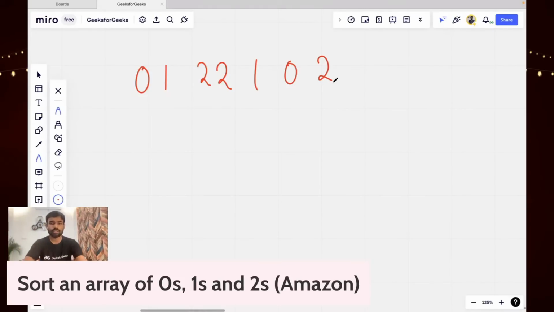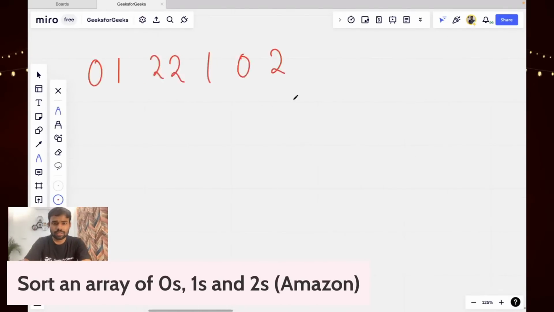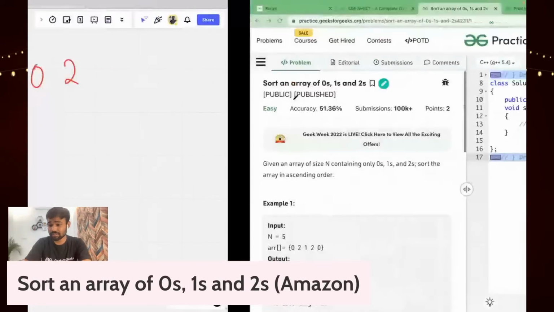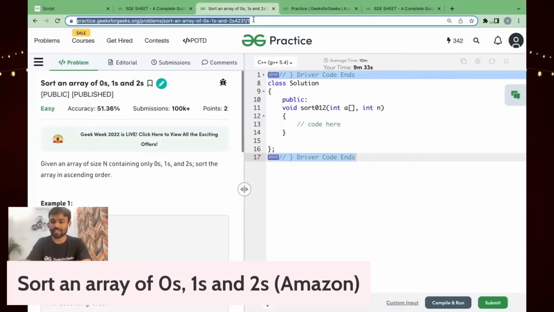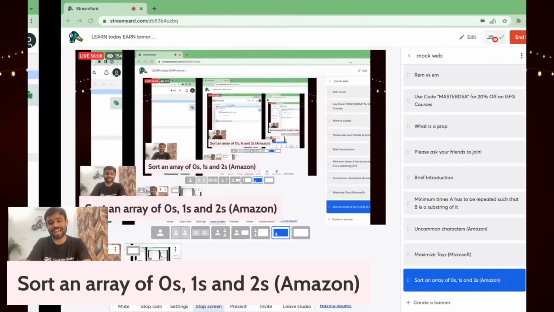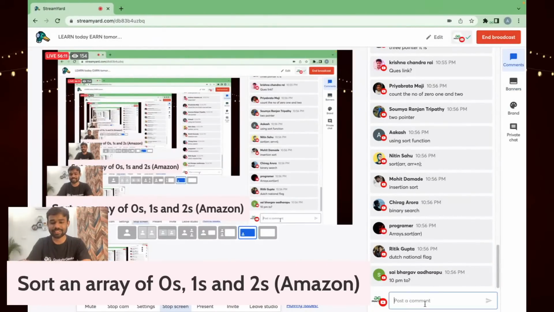Question link is present in the description. Now here's the thing: many of you will say to use a frequency array, use a search, use this, use that, and lots of things.